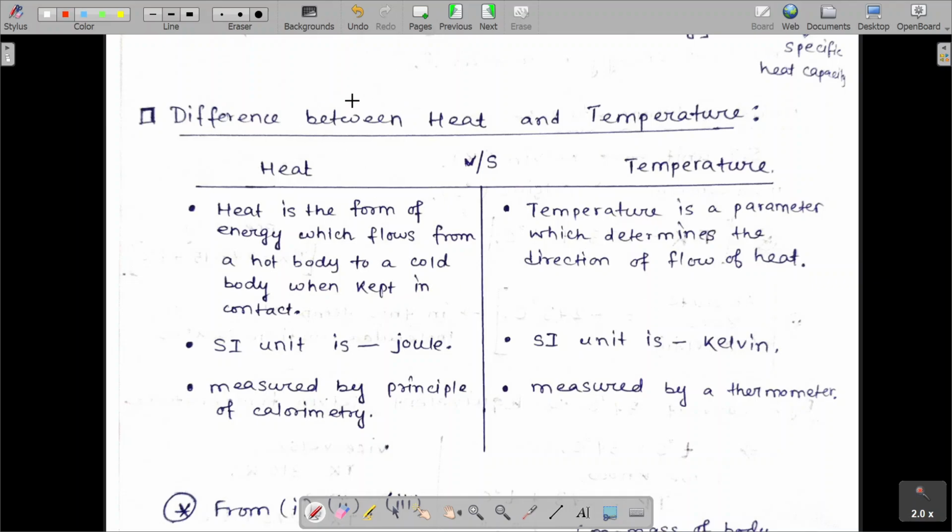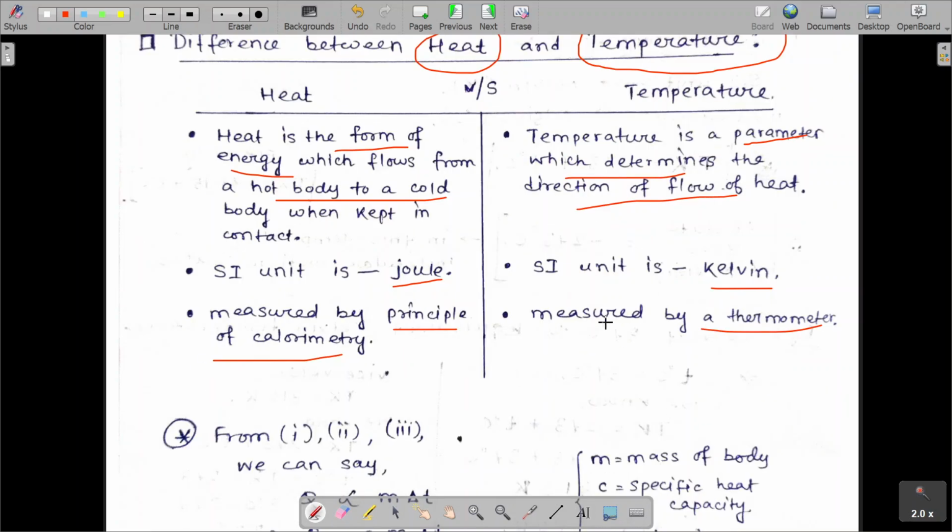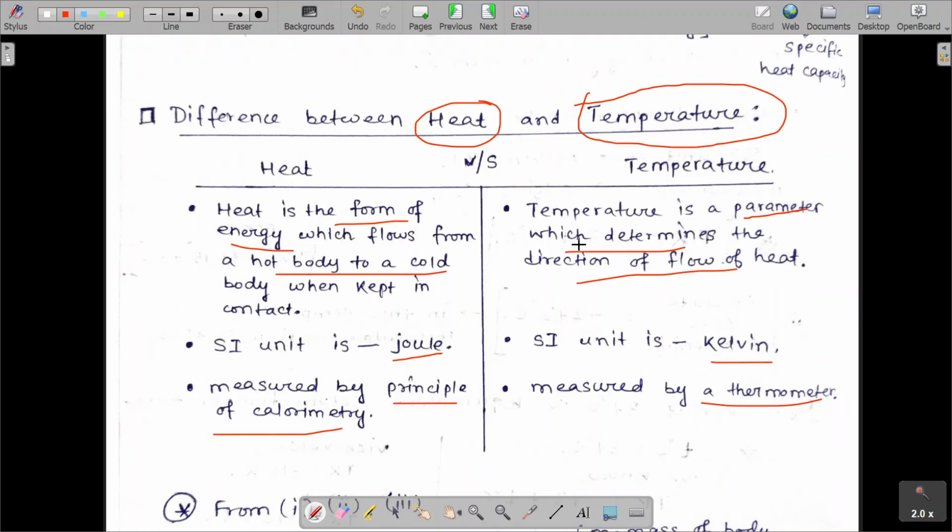And this is a very famous difference between heat and temperature. You have to learn this very carefully. Questions may come, that is, state the difference between heat and temperature. Heat is a form of energy which flows from a hot body to a cold body when kept in contact, and temperature is a parameter which determines the direction of flow of heat. The SI unit of heat is joule and the SI unit of temperature is Kelvin. Heat is measured by the principle of calorimetry and temperature is measured by a thermometer. So this is very simple. You can take ideas from this, or you may use your textbook for the difference.